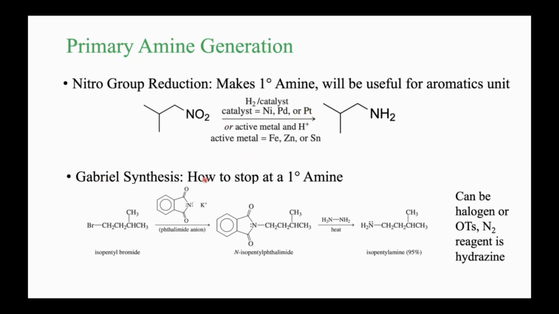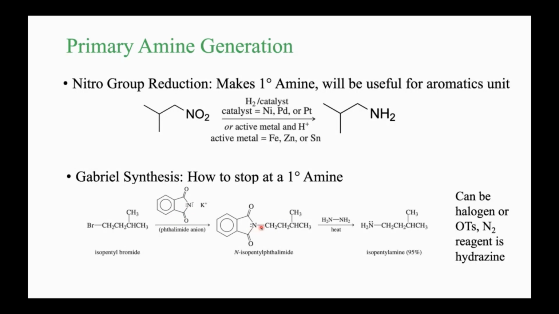One of the final ones is Gabriel synthesis. This is how you're going to stop at a primary amine. So you can have any group here. This is bromine. I wrote over here it can also be a tosyl group. As long as it's a good leaving group, you can have this reaction take place. So you need this phthalimide anion. This is a special group.